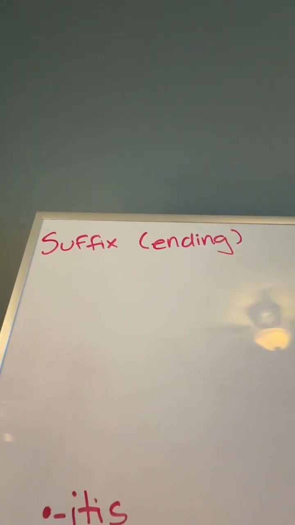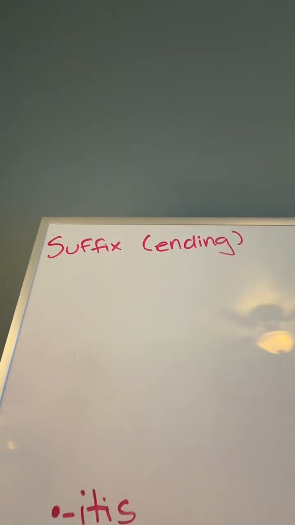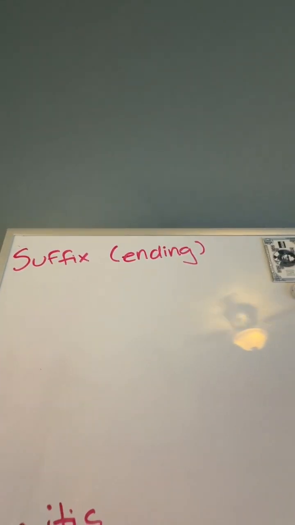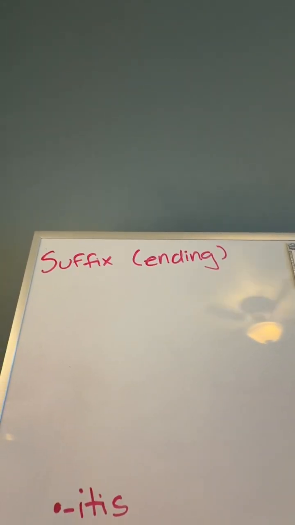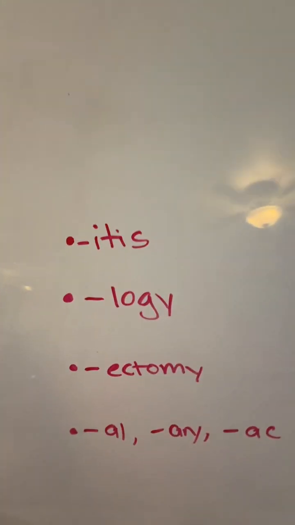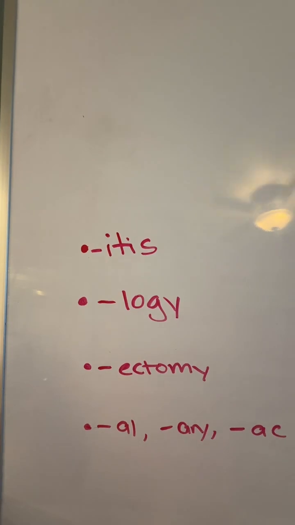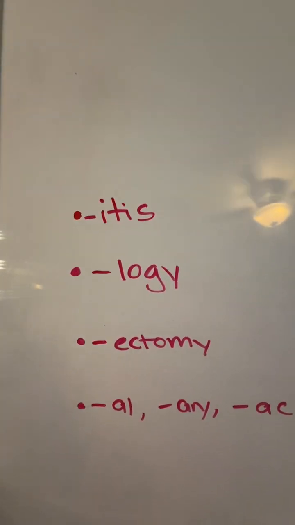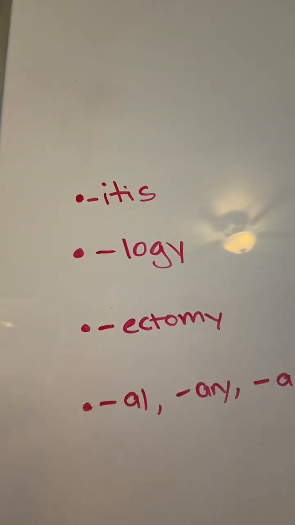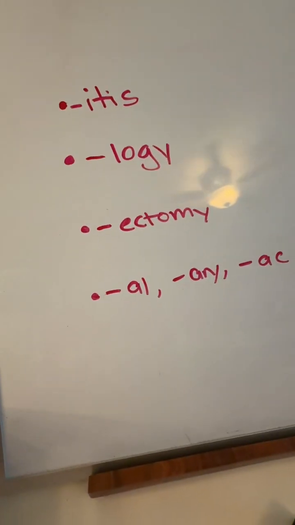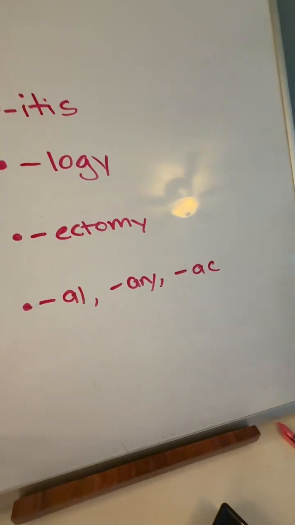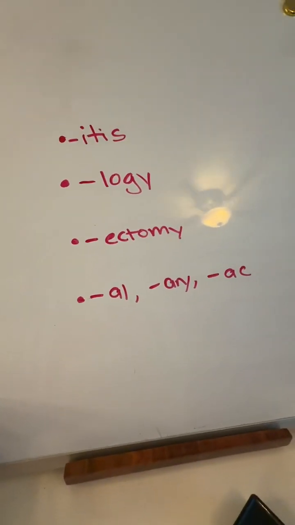Now we can move on to suffixes, which come at the end of these words. These tell what's happening, which could be the condition, procedure, or disease. Examples include itis, such as arthritis, which is inflammation, ology, which is the study of, such as biology, ectomy, which means removal, such as appendectomy. Suffixes such as al, ary, and ac all mean pertaining to.